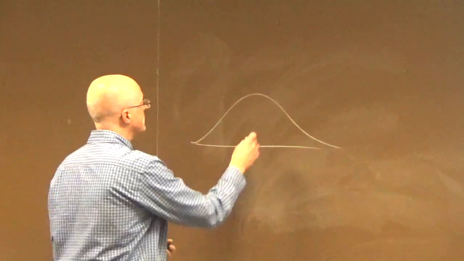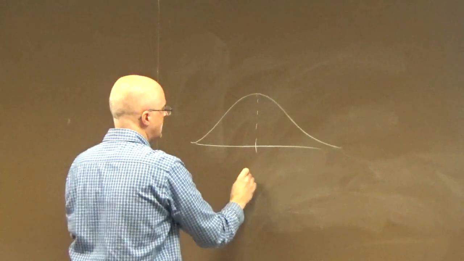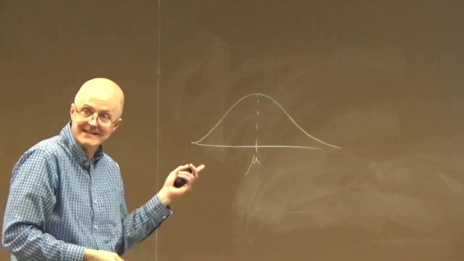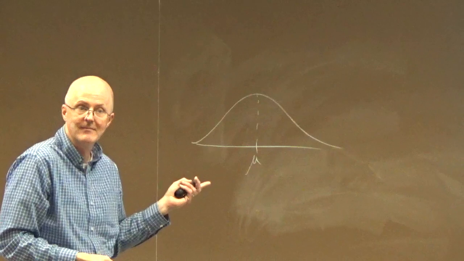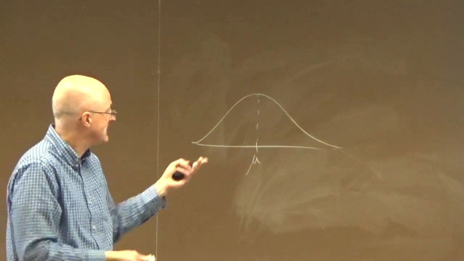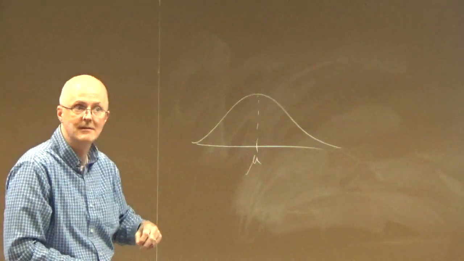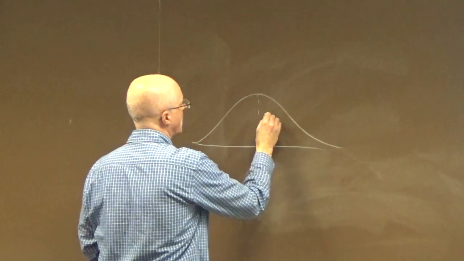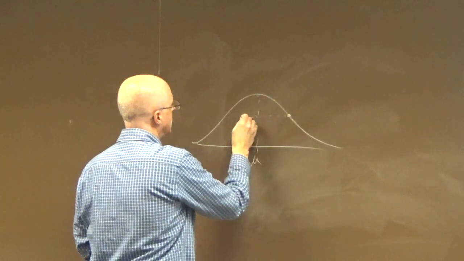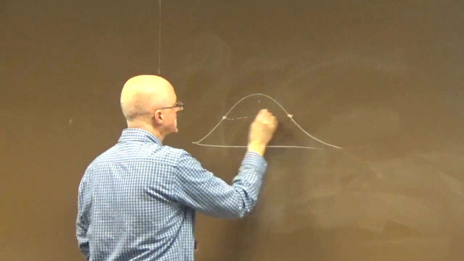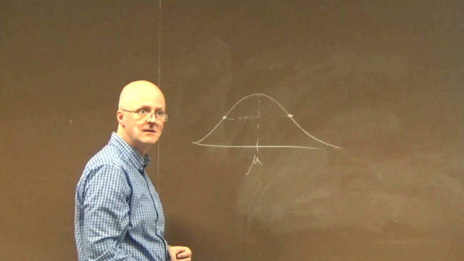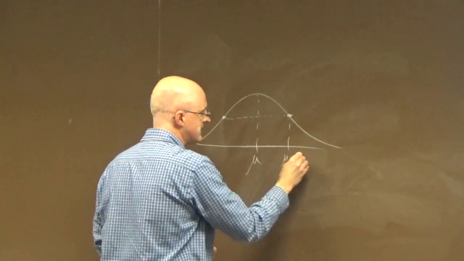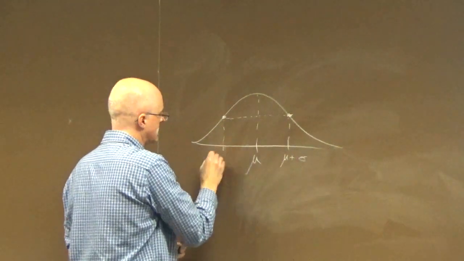The graph is a bell-shaped curve. It's centered on this number called mu, which represents the mean of the curve. It's really the center of mass. By symmetry, it's got to be where the peak is. And this thing called the standard deviation measures the horizontal distance between the peak and the inflection points on either side. So this number right here is mu plus sigma, and this number right here is mu minus sigma.